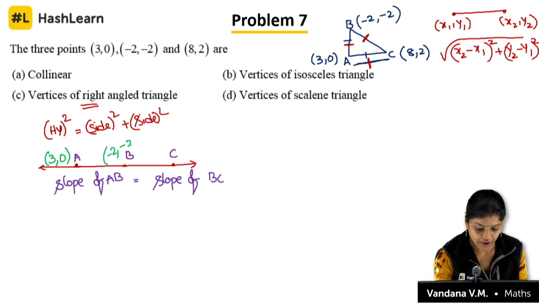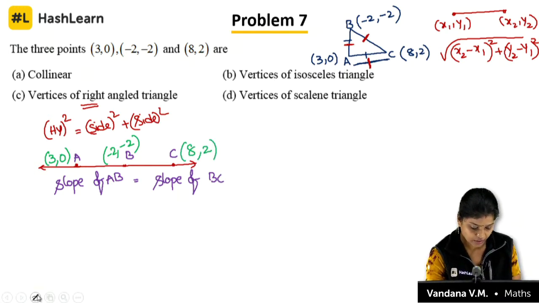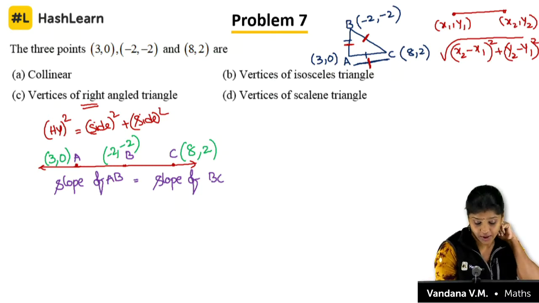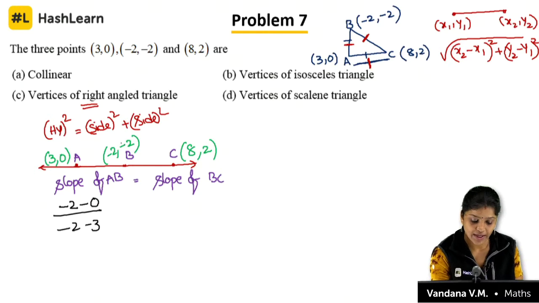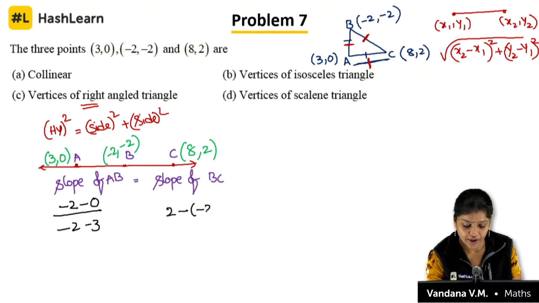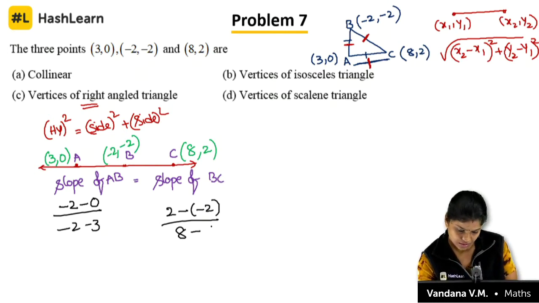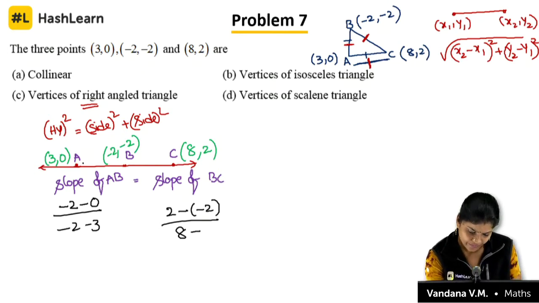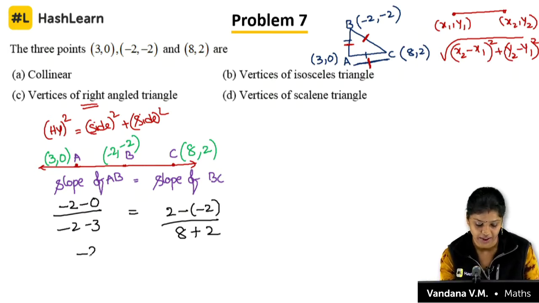-2, -2. C is 8, 2. Now, please find out the slope. Slope of AB, y2 minus y1, -2 minus 0 divided by -2 minus 3. Next, y2 minus y1, 2 minus of -2 divided by 8 minus x2 minus x1, 4 divided by 8 plus 2. Now see, -2 divided by -5.